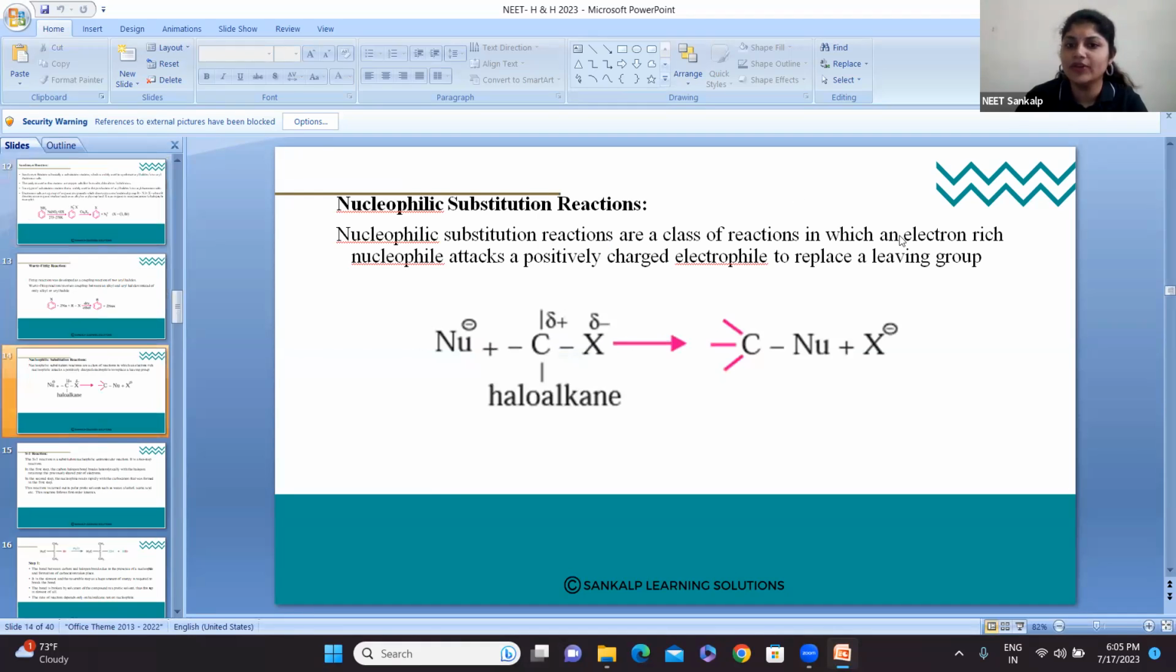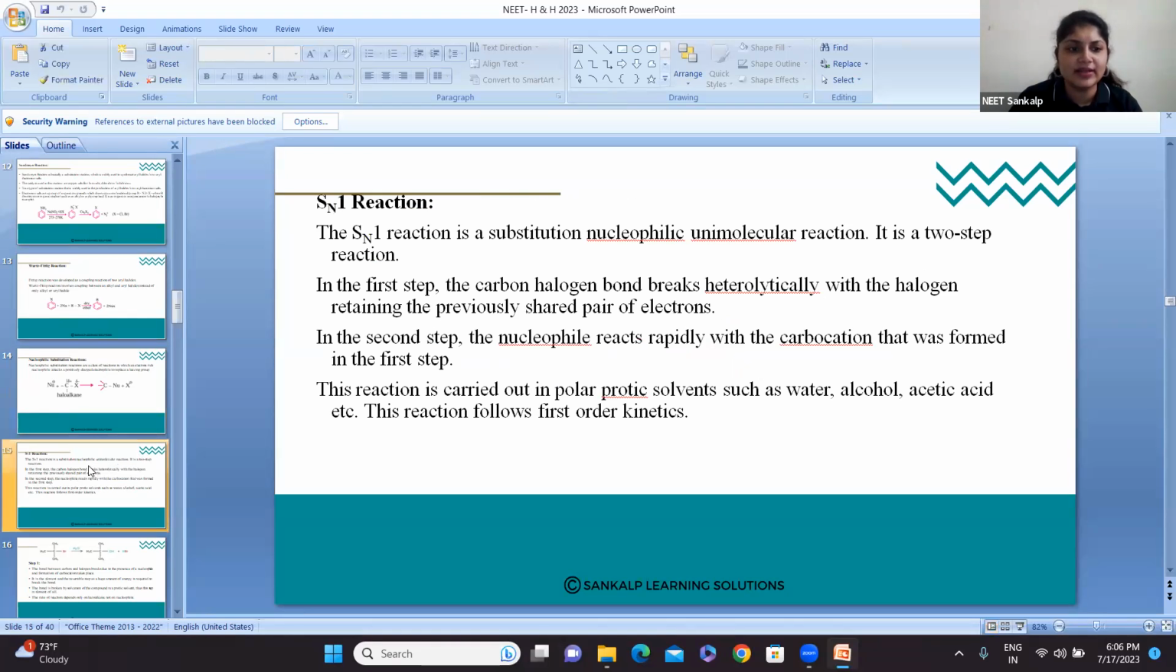So what are nucleophilic substitution reactions? They're the class of reactions in which an electron-rich nucleophile attacks a positively charged electrophile to replace a leaving group. We had started with the SN1 mechanism. SN1 represents a unimolecular reaction, a substitution nucleophilic unimolecular reaction, and it is a two-step reaction.